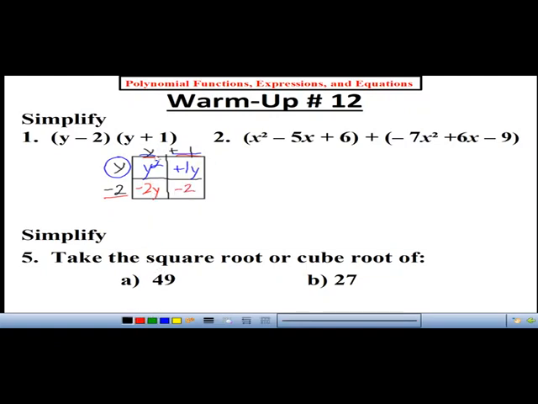From there, we combine like terms. I start with this one. I bring it down, y squared. Combine the y's. -2y plus 1, that's -1y. And bring down the -2.